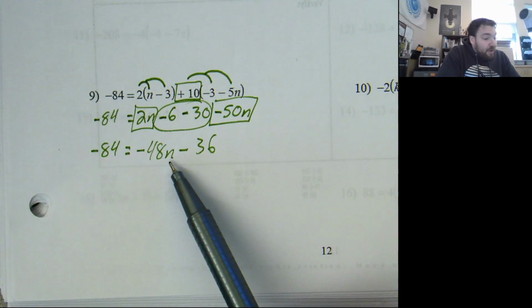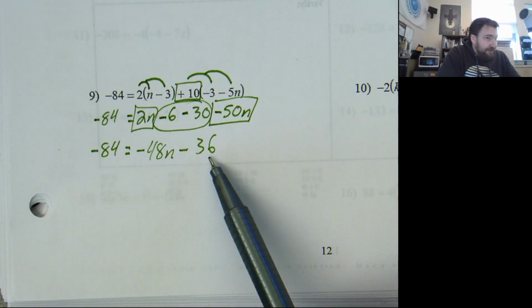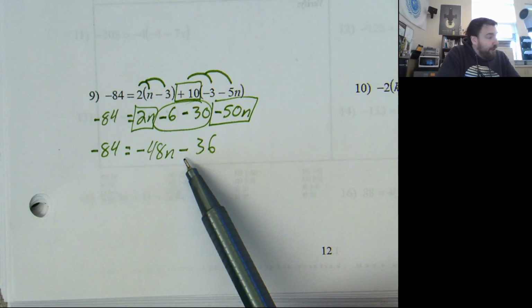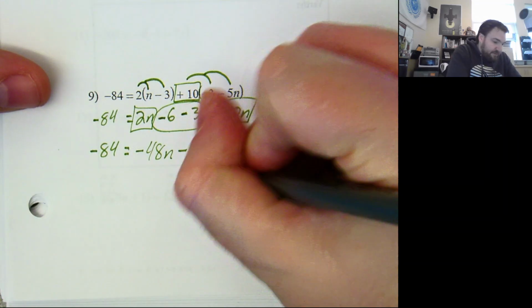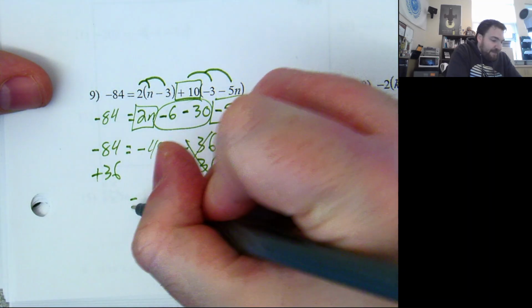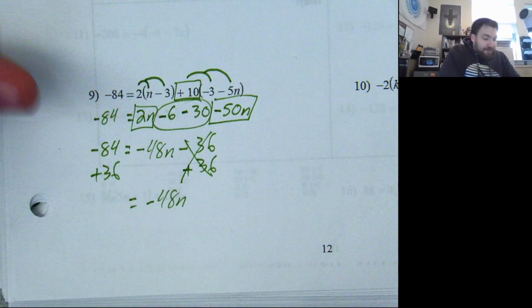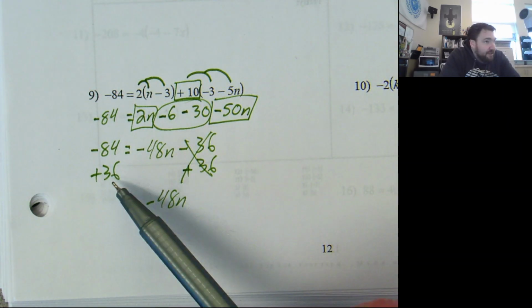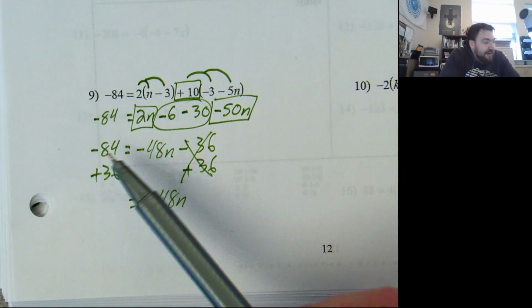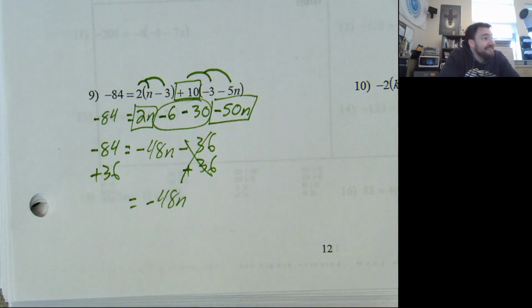So what I want to do first is to get rid of any terms that don't include the n. So that would be this negative 36 term here. To get rid of negative 36 on the right-hand side, what am I going to have to do? Yes. I'm going to do that to both sides. Negative 36 plus 36 is gone. I'm left with negative 48n plus 0. Adding 0 is not going to change anything. So then I'm going to have negative 84 plus 36. Negative 84 plus 36 is? Yes, it is, in fact, something.